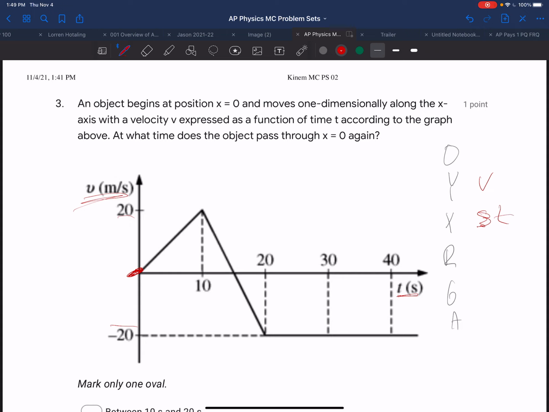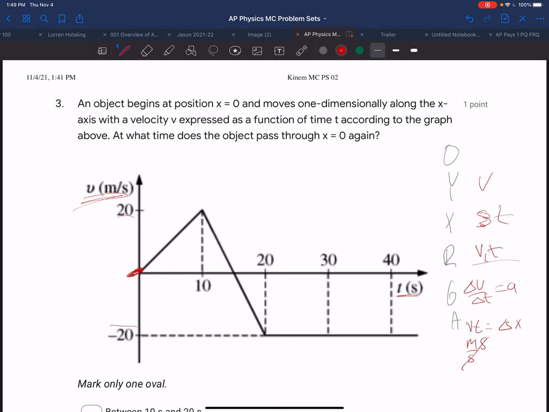Things we can read are the axes, velocity and time. So if the question's about velocity or time, we'll just read off our answers. The slope is delta v over delta t, which is the acceleration. So if the question is about acceleration, we'll be analyzing slope. And the area is v times t, which is the displacement. And again, meters per second times seconds gives us meters.